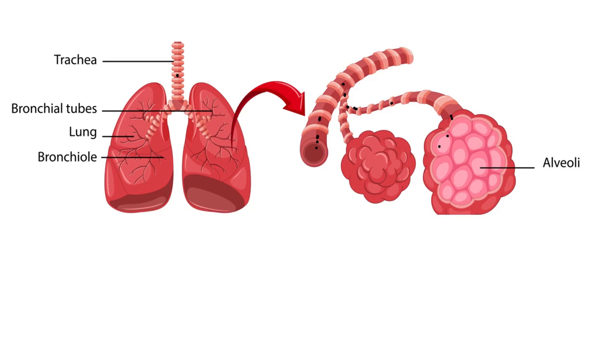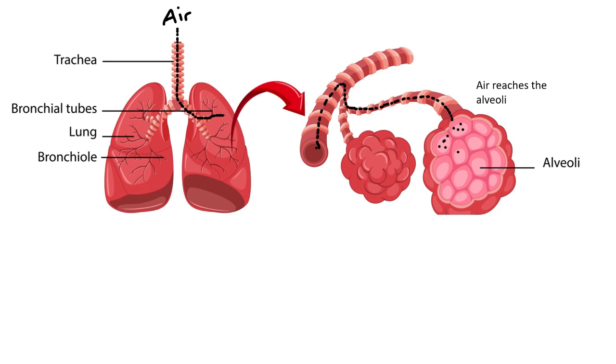Today we're going through exchange surfaces, and the first one we're looking at is the lungs. So you can see here air coming down the trachea, which is supported by cartilage. You can feel the cartilage if you run the finger down the front of your neck. Anyway, the air comes through the trachea, through the bronchi, and into the bronchioles. The air then enters the air sacs, which are known as the alveoli.